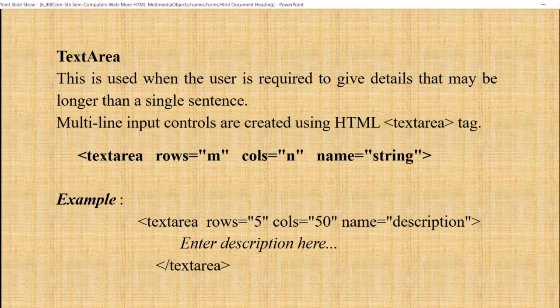How many lines should be taken? That is represented with rows and columns. 15 rows, 5 columns, 20 rows, 20 columns, 5 rows, like this. Here textarea, rows equals to 5, cols equals to 50, name equals to description. Enter your description, close textarea.